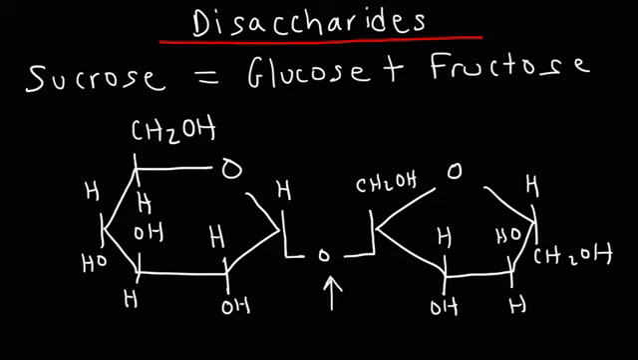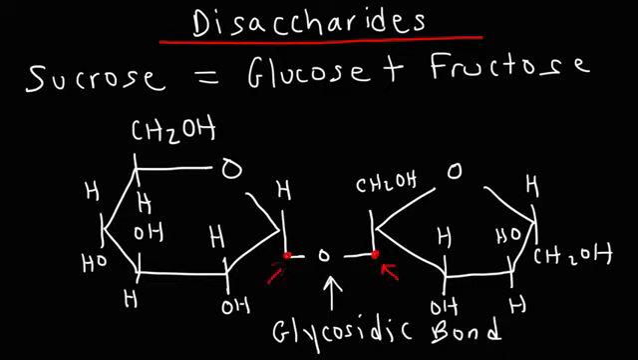Now the bond that holds them together, that connects glucose and fructose, is known as a glycosidic bond. One thing I do want to mention is that these endpoints here are not carbon atoms. It may look like a carbon atom, but it's not. So sometimes you could draw it this way if you want to avoid the confusion. So now it doesn't look like a carbon atom. So that's how you can draw the structure of sucrose.